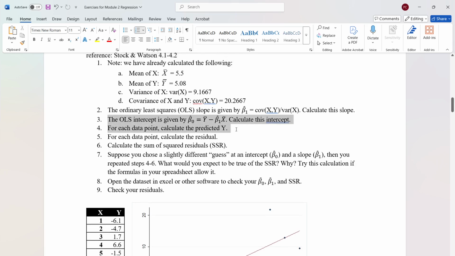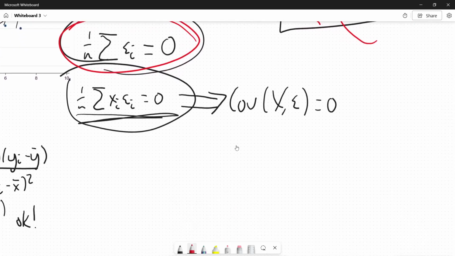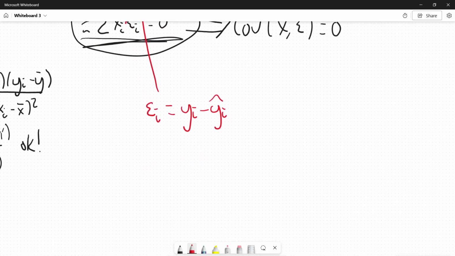OLS intercept, each data point predicted y, calculate the residual. The residual is easy, right? Epsilon, this epsilon here, is just the difference between what actually happened and what you predicted. So epsilon i is quite simply yi minus yi hat. What happened minus what you predicted. Hence the sum of the squared epsilons, the sum of the squared residuals, was the thing that looked like yi minus yi hat squared, right? That's just this guy. Let's make that look a little prettier.